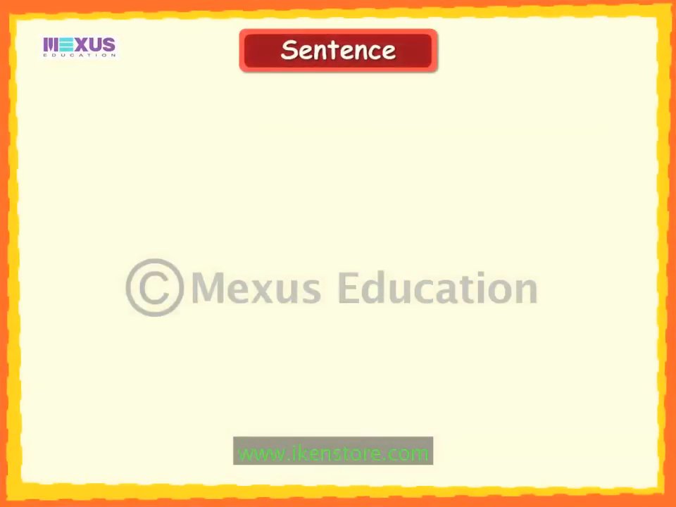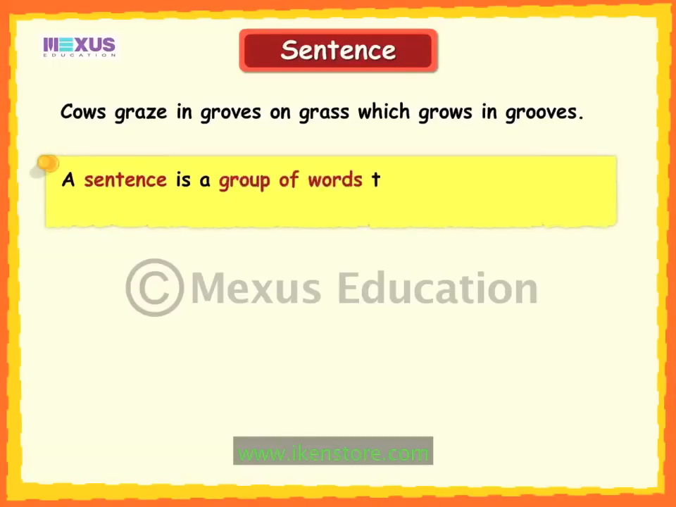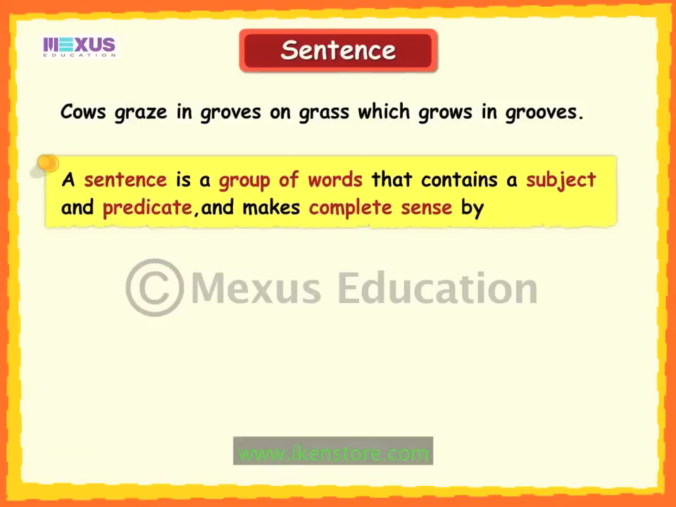Let's look at the tongue twister Fleck was trying to say. Cows graze in groves on grass which grows in grooves. The tongue twister is a sentence. A sentence is a group of words that contains a subject and predicate and makes complete sense by itself.